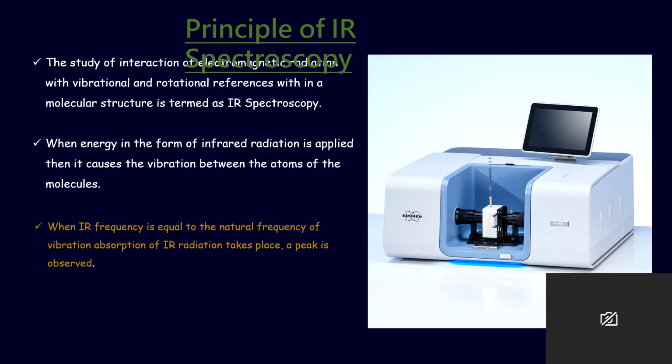The principle of IR spectroscopy. In IR spectroscopy, we irradiate infrared radiation on a molecule which causes vibrations in the molecules or the bonds. When the applied frequency of the infrared radiation matches the natural frequency of the bond, this applied IR radiation is absorbed by the molecule and a peak is observed. For the absorption of IR radiation, the most important requirement is that there should be a change in the dipole moment of the molecule.